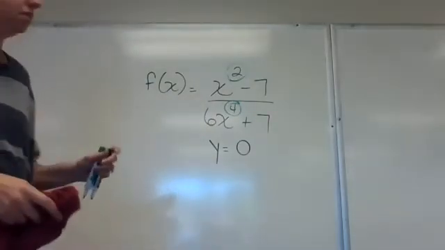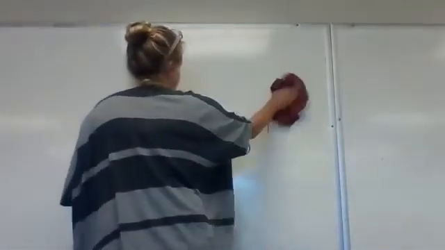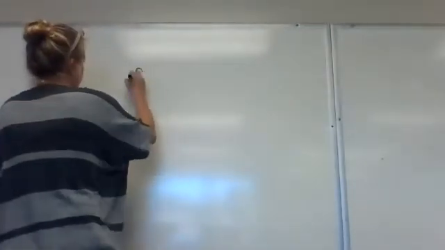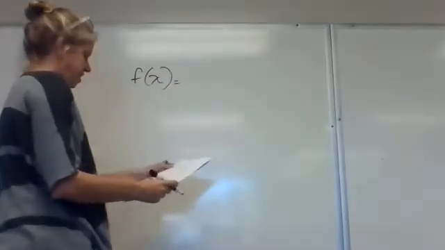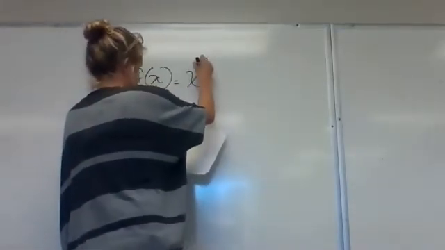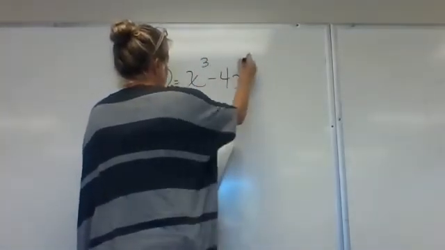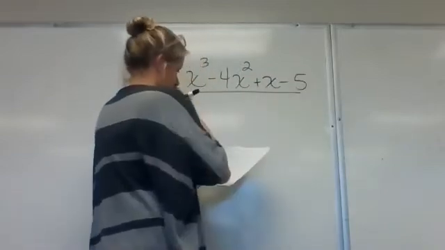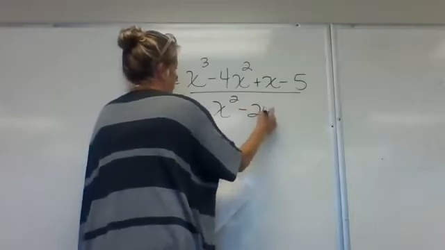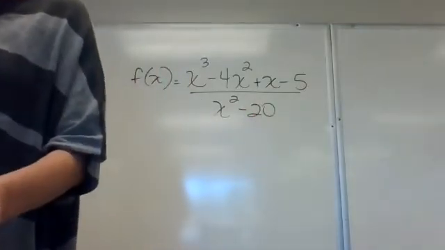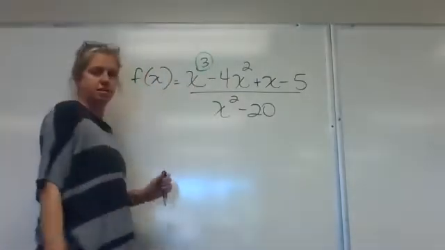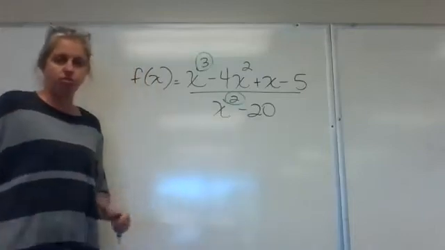Number 13. One more horizontal asymptote problem, and then we'll go back to number 3. F of x equals x to the 3rd minus 4x squared plus x minus 5 over x squared minus 20. So let's see, the degree of the top is 3. The degree of the bottom is 2.